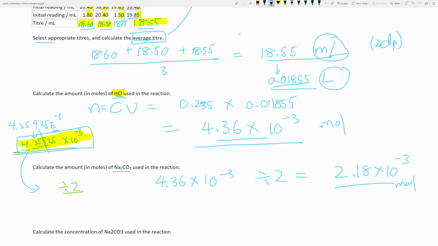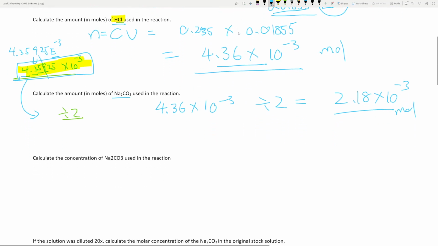Okay, now again, this number is rounded. You need to crunch those numbers in your calculator and use the entire number in your calculation. Now once we've done that, that is the moles. We actually need to calculate the concentration. How do we calculate the concentration? n equals CV. That means C equals the moles divided by the volume.